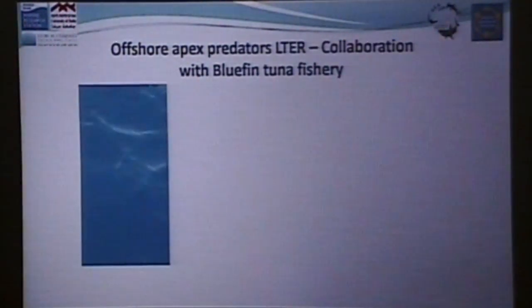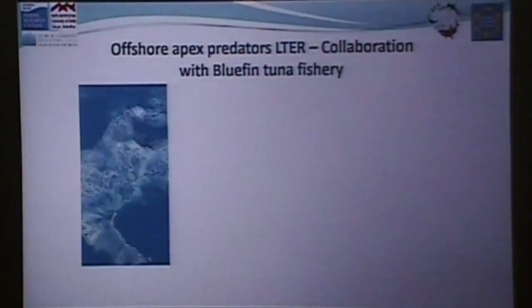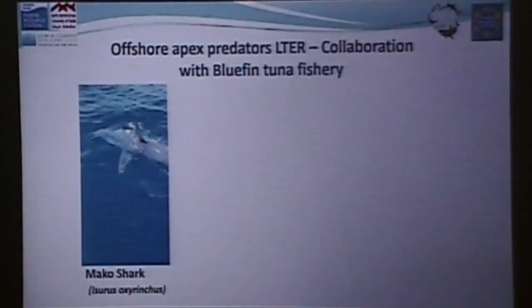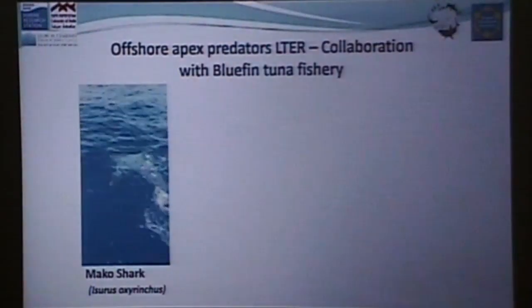We are also going offshore. This is mainly due to the work that we're doing on the bluefin tuna. We're doing this in collaboration with Professor Barbara Block, and we're very proud of that. In that sense, we're working there with longline fishermen, and we encounter quite huge mako sharks, as you can see in this footage here.